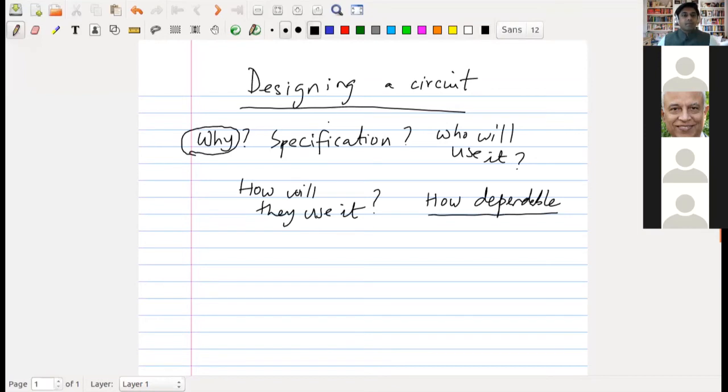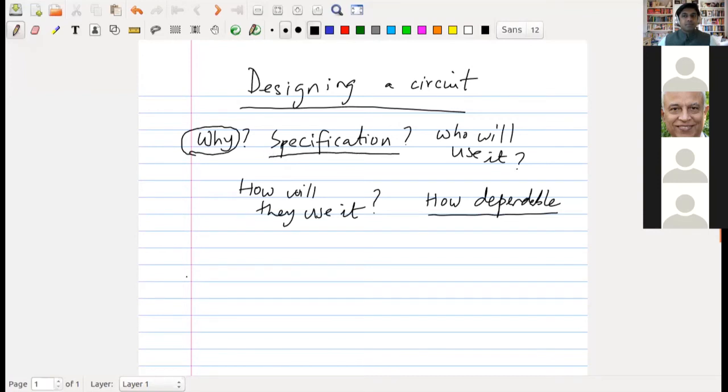Obviously, since you are students, it's part of your education, and you expect to build up skills towards becoming part of the technology ecosystem later on. So for most of you, the why is that you want to learn something, right? Then the question becomes, what are you going to build? Like, what is the specification?